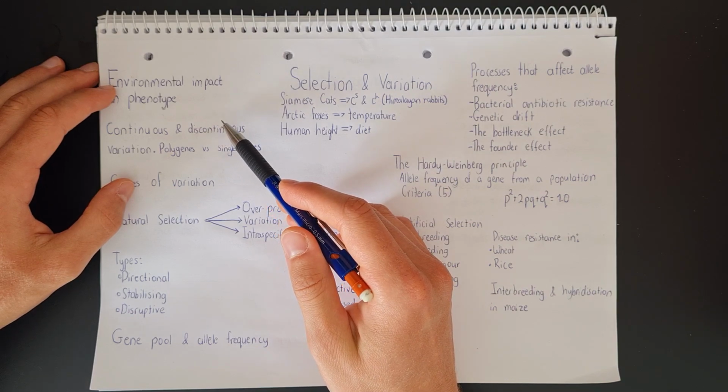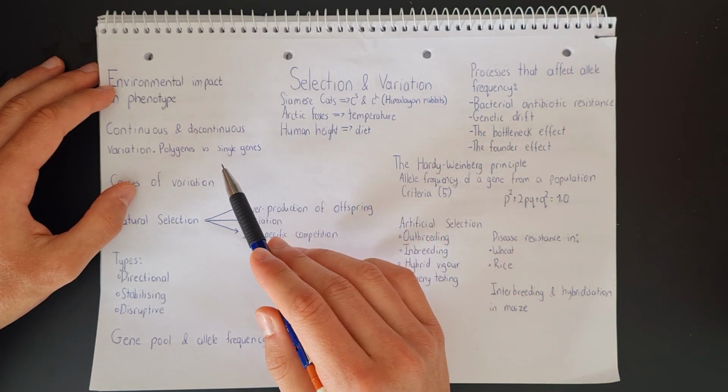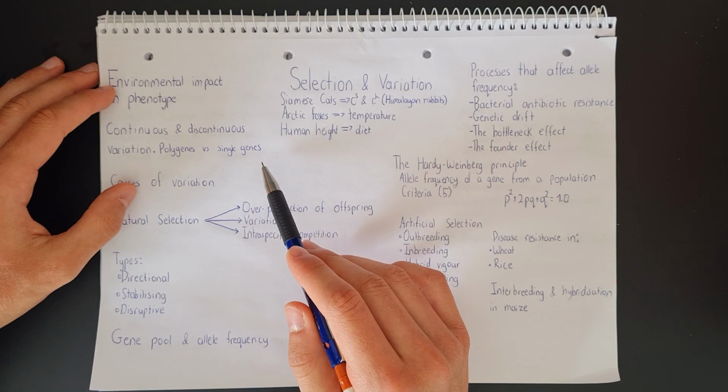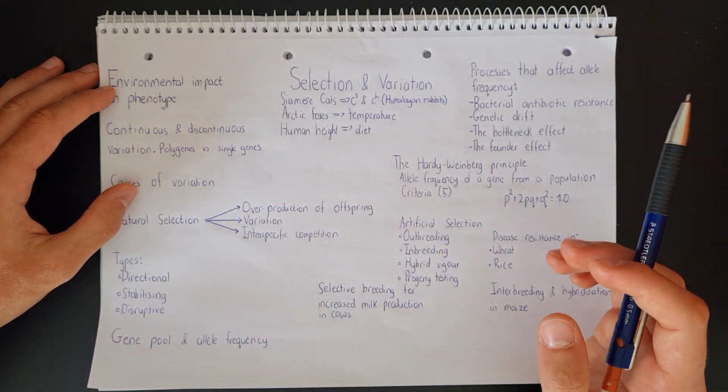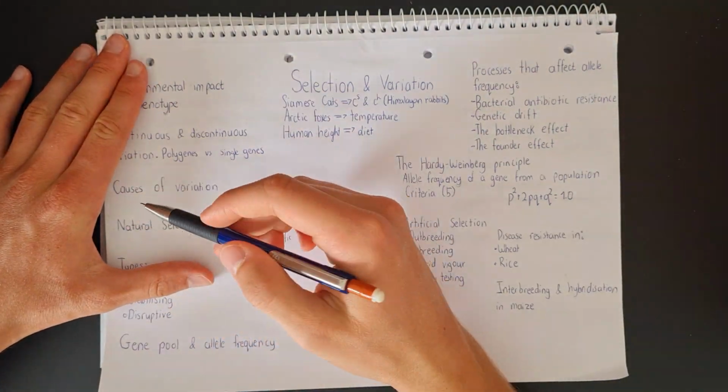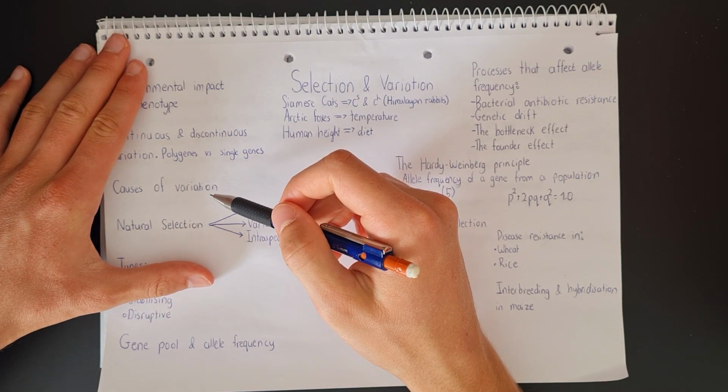Whereas characteristics that show discontinuous variation are normally coded for by single genes. So they're either one or the other. So let's take a look at some causes of variation.